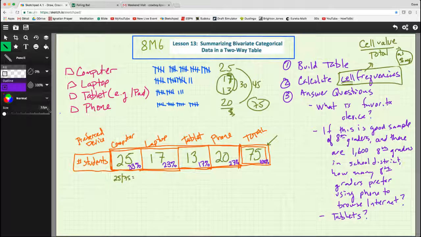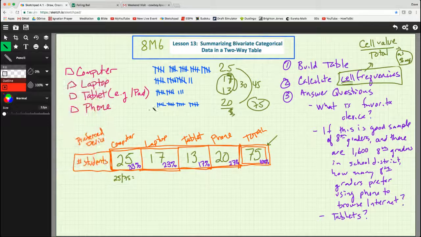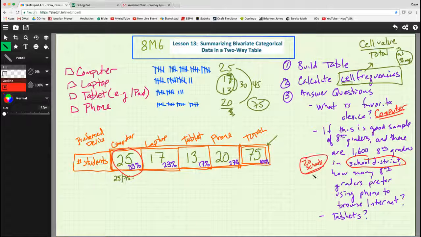Okay, so let's answer some questions. What is the favorite device? Well, which one has the highest count or the highest percentage? Well, our favorite device seems to be, it looks like computers. We have the highest number, 25, and we have the highest percentage, which makes sense. So computer is the favorite device. So if this is a good sample of 8th graders, and there are 1,600 8th graders in the school district. So now we're not just looking at our school, we're looking at the entire school district, which might comprise 20 schools or so.